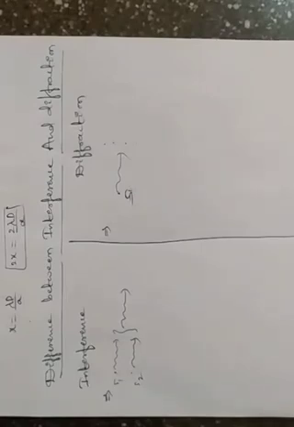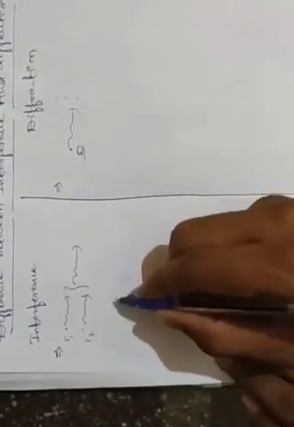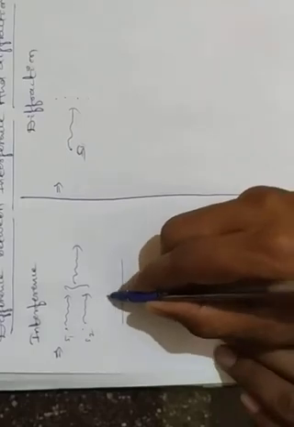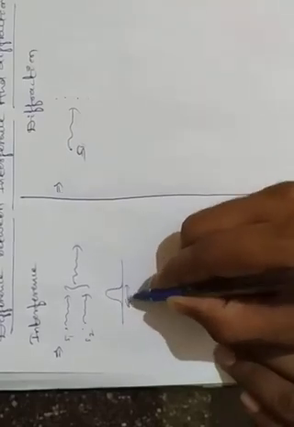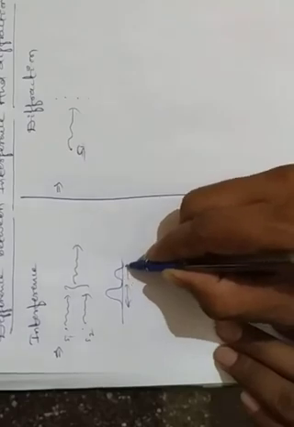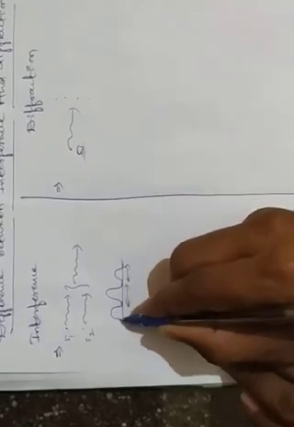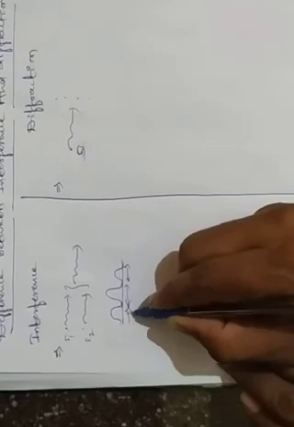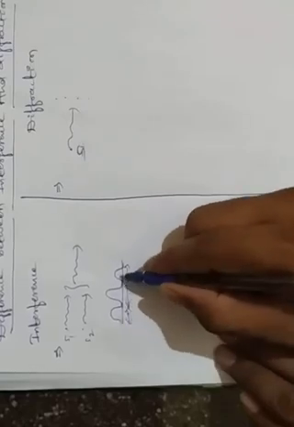Okay, in case of interference, the fringes in the pattern we get all have equal width. The fringe width is the same. This distance is also the same, again this distance is also the same. So whatever the fringe width is, that is the same. So we can say the interference fringes are of equal width for a monochromatic source.